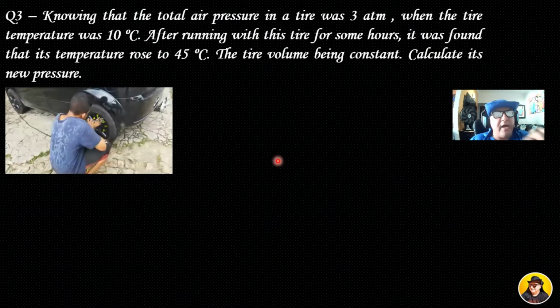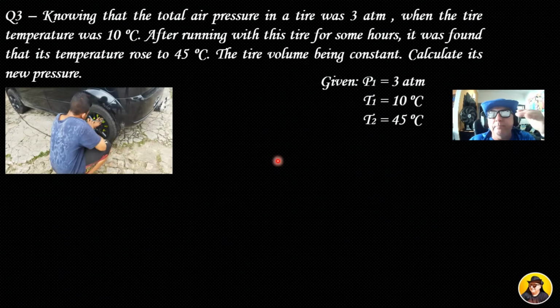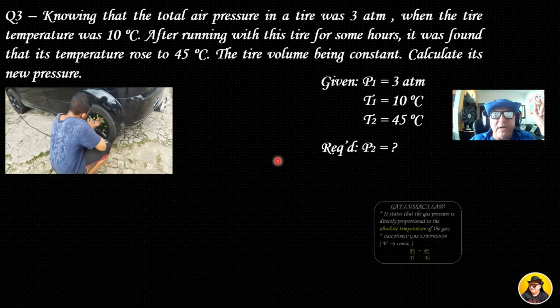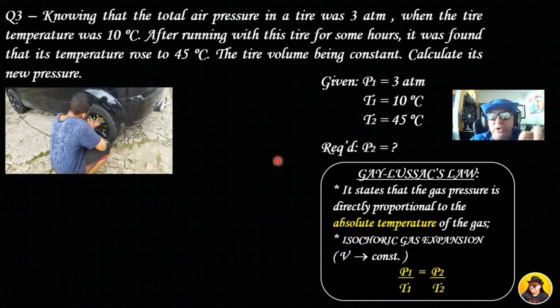So here I have a car tire. What was given? P1, T1, and T2, but temperatures were given in Celsius. I have to convert them. Do not forget about it. It's quite important. And what is required? P2. So we have here Gay-Lussac's law.